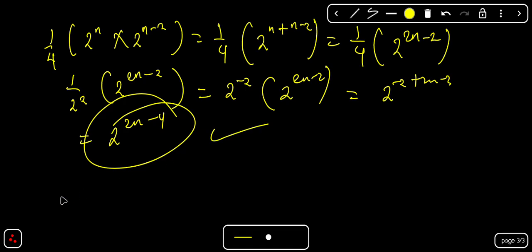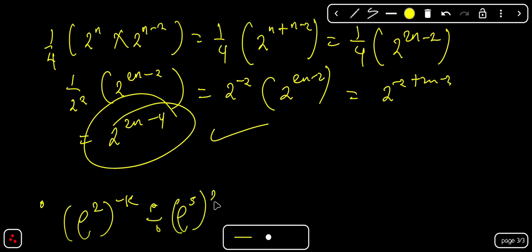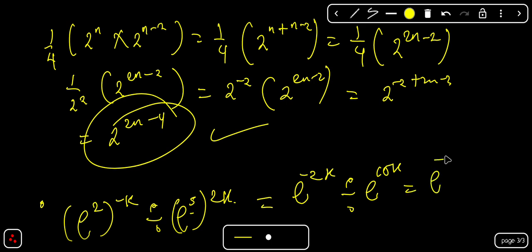Then another problem we have here, which is e raised to the power of 2, then raised to the power of minus k, then divided by e raised to the power of 5, then raised to the power of 2k. Now, this will be equal to, 2 multiplied by minus k will give us minus 2k. So we have e raised to the power of minus 2k, then divided by 5 multiplied by 2k will give us 10k. So we have e raised to the power of 10k. Okay, so this will be equal to e raised to the power of minus 2k, then minus 10k. So this will be equal to e raised to the power of minus 12k. And so that will be the answer to that particular question.